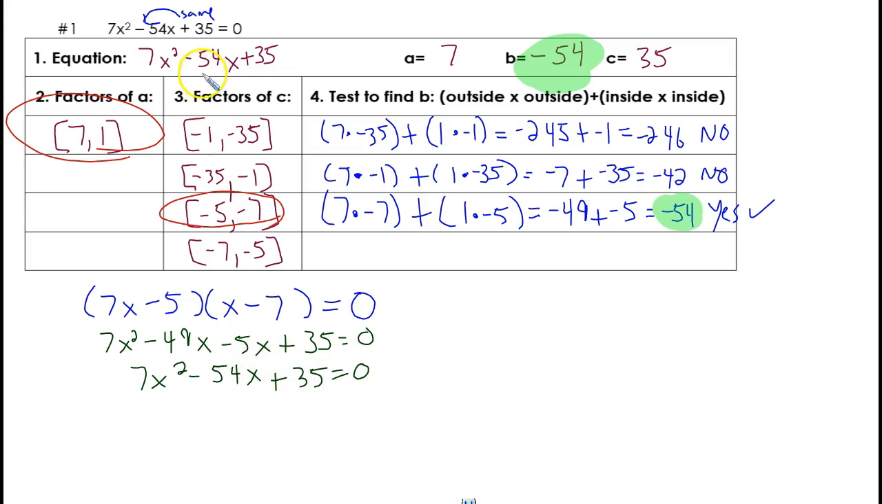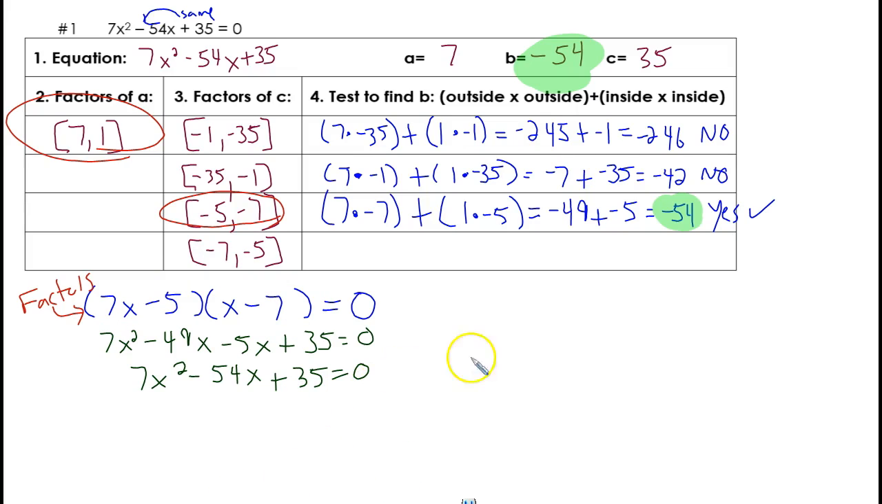And this is what we started with. So we know that these are the correct factors. It's important that you get this vocabulary down, right? These are called factors right here. We don't want factors here, we want solutions. So the two factors are 7x minus 5 and x minus 7.